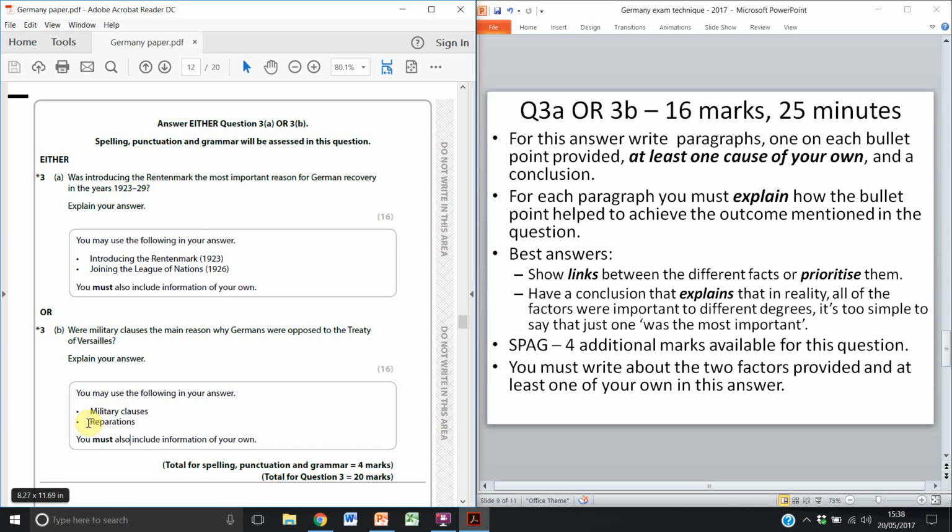And then what you would do is you would explain why the military clauses were opposed by the German people. So you'd say the German people hated this aspect of the Treaty of Versailles because it made Germany weak and vulnerable. All right, and you'd probably go into a bit more detail. It left Germany vulnerable to attack from other nations.